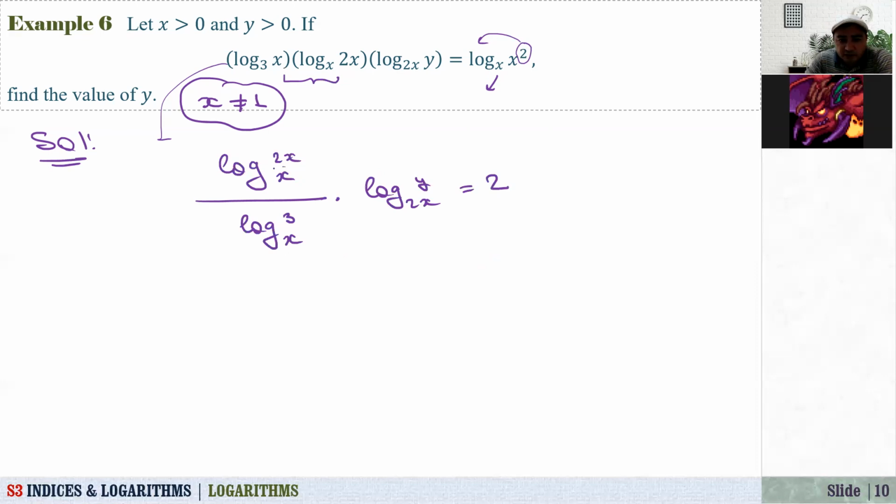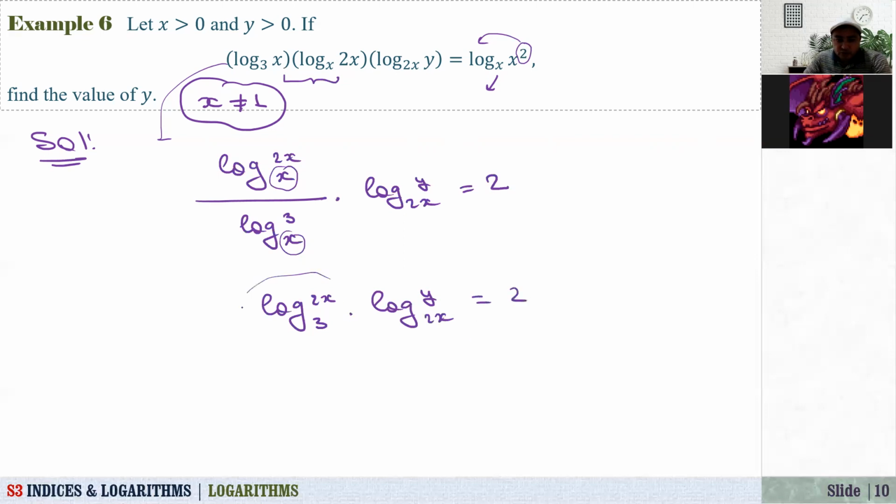So now if you look at these bases, the same, right? I can just write it as logarithm of b to the base c, logarithm of a to the base c. So I can just write it as logarithm of 2x to the base 3, times logarithm of y to the base 2x. On the right hand side, we have 10.